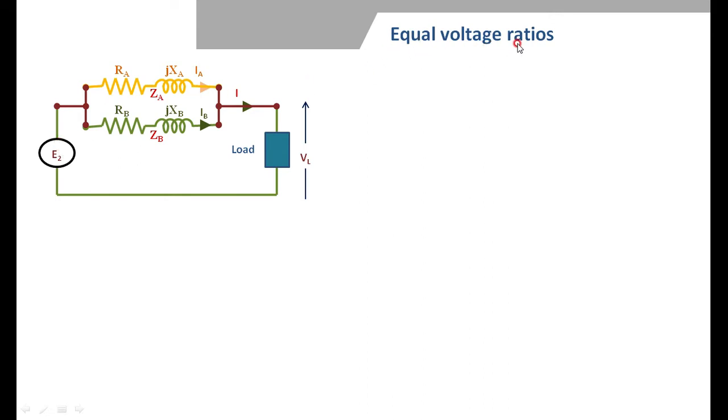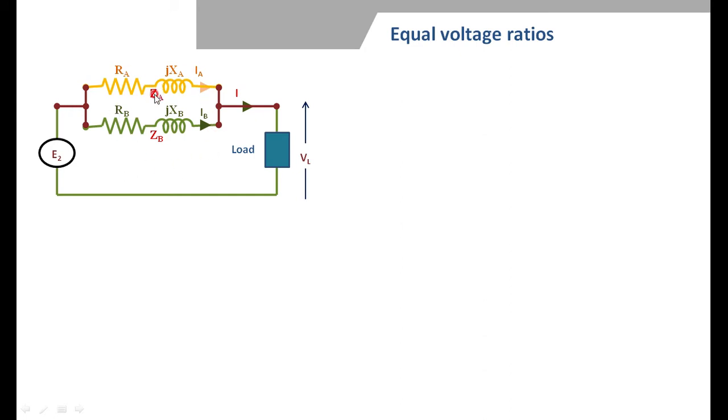Here we are considering equal voltage ratio, therefore E2 for both the transformers is the same, so I am replacing my single source with E2, and the two transformers are connected in parallel. The load shared by transformer A is IA, whereas transformer B is IB, and the total current supplied to the load is I, which is the vector sum of IA plus IB. Across the load terminals, the voltage available is VL, the voltage across the load.